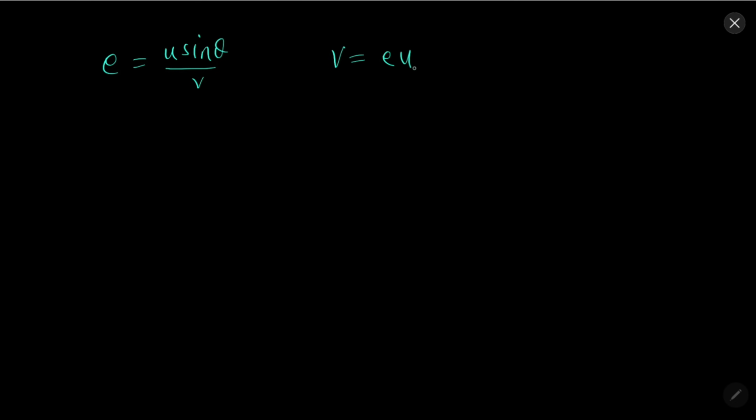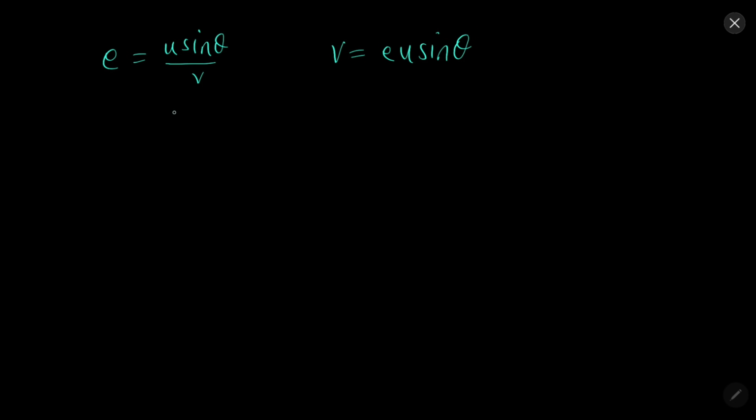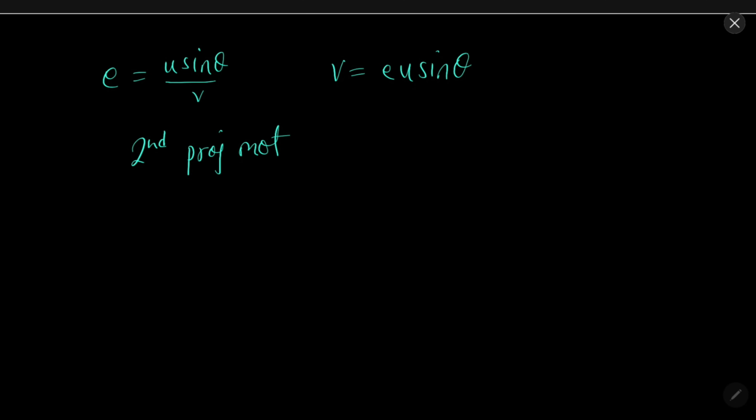So let's say this is our surface. So one projectile, another projectile, velocity u, angle theta, comes with some velocity. Vertical one is u sin theta and this one is u cos theta. So ultimately E will be u sin theta over V. V will be E u sin theta. For second projectile motion, this is for first projectile motion.